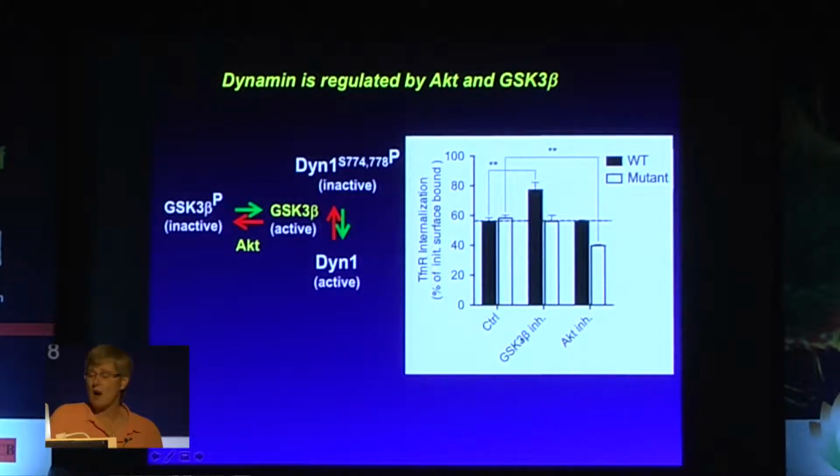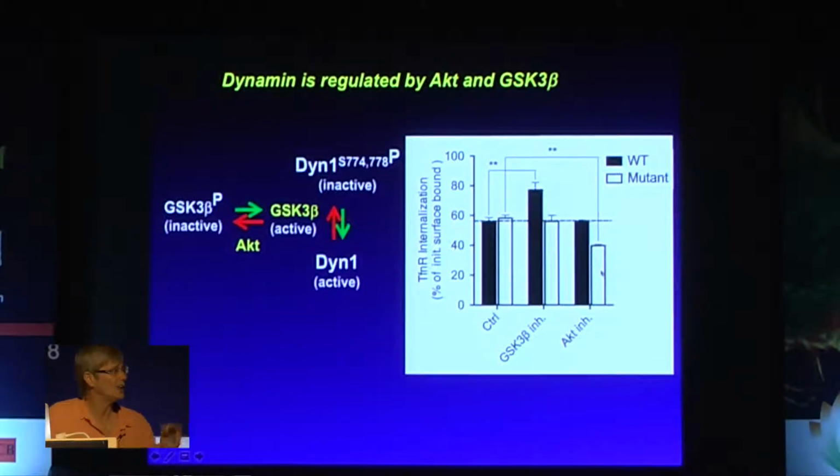So first, if you look at control cells, the wild type cells in black, when you inhibit GSK3 beta and prevent the phosphorylation of dynamin 1, Clathrin-mediated endocytosis is accelerated in normal cells, but unaffected in the mutant cells because the dynamin 1 is already activated. In contrast, if you inhibit AKT, it has no effect in the control cells because dynamin 1 is already inactive, but inhibiting AKT, which inhibits GSK3 beta, so that now the GSK3 beta is active, inhibits endocytosis in the mutant cells.